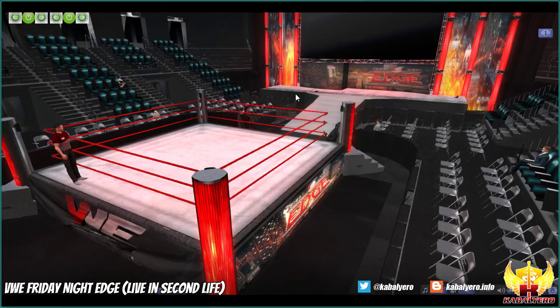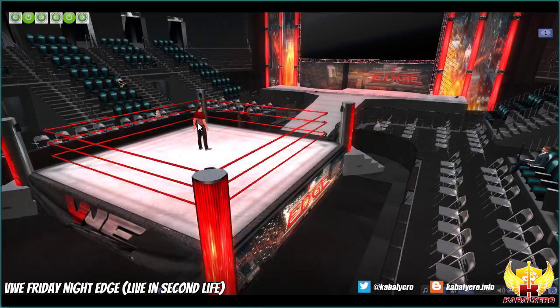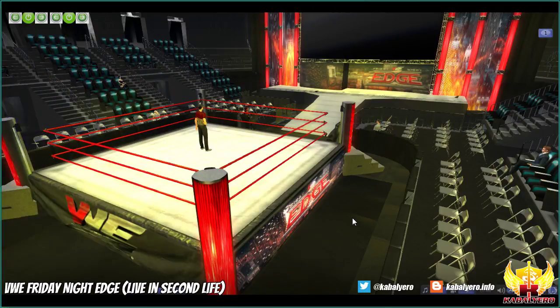And there you go, we have the referee. He's entering the wrestling ring, and he is VWE staff Adam Smith, wearing his red referee uniform. Basically, VWE Edge is VWE's version of Raw. It's the red brand. If you're familiar with WWE, they have two main brands: the blue brand, which is SmackDown, and the red brand, which is Raw.